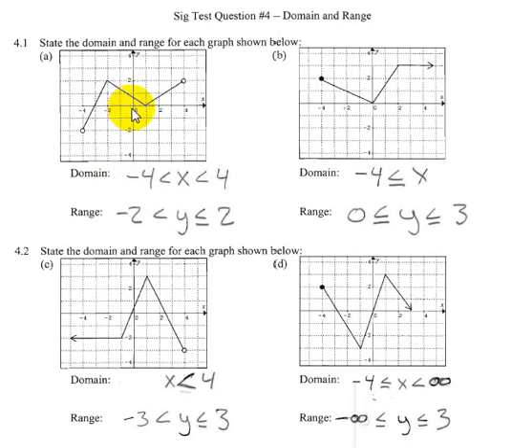Go along my x until it stops, and I can't use anything past here. So that's 4, and that open circle says I cannot use 4.